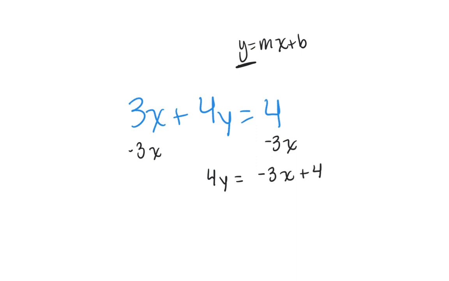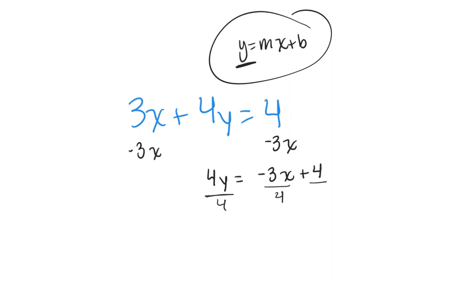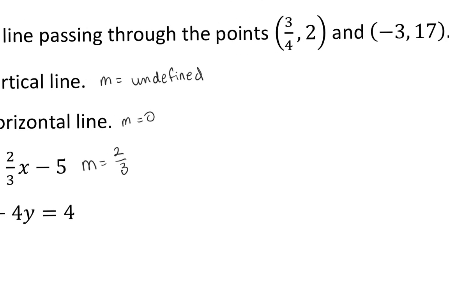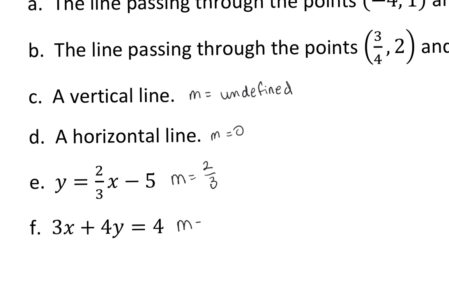And see, we're getting closer to this form up here, right? So now the only way to get y by itself at this point would be to divide the entire thing by 4. Every term on the right side by 4 as well. And we'd end up with y is equal to -3/4 x plus 1. So, again, here's our m, and here's the m we came up with. So that means that for this problem, our m is equal to -3/4.